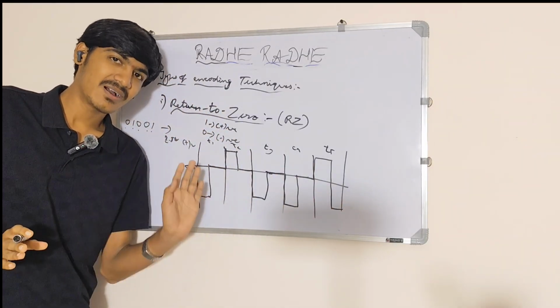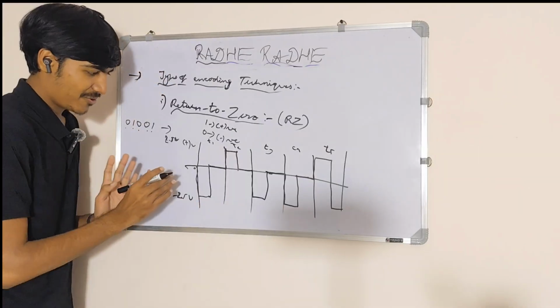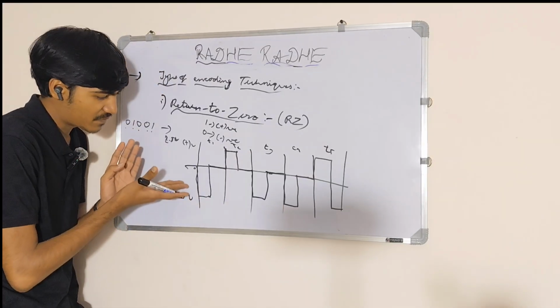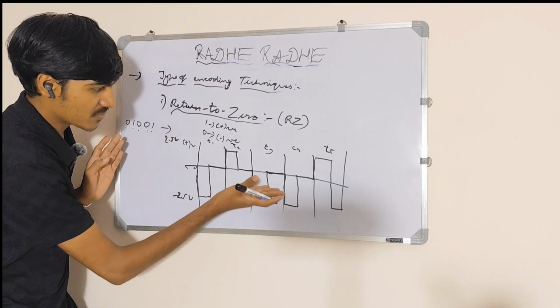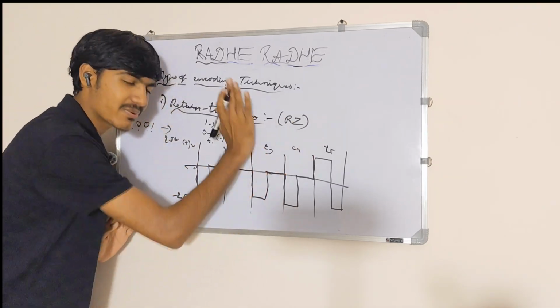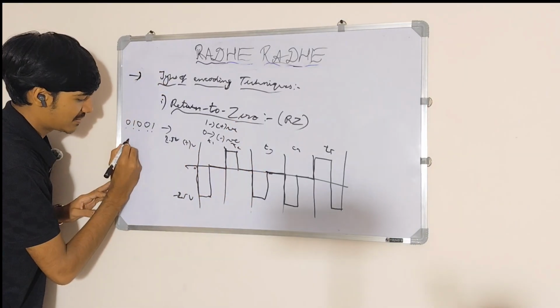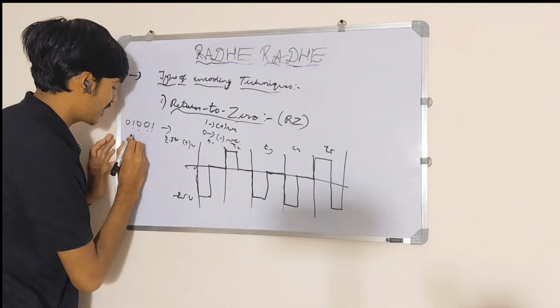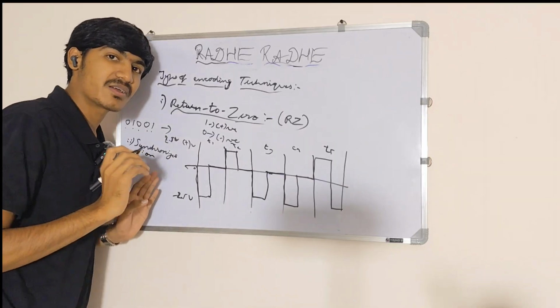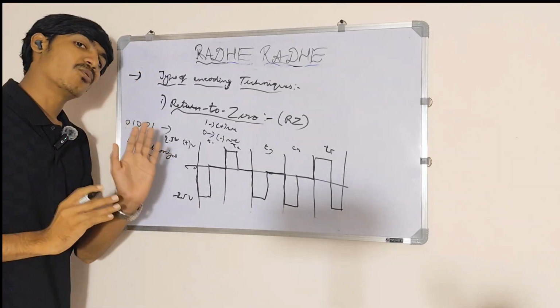Understood about this? So from this we can say the baseline wandering problem is solved, because if you see, even if there are two consecutive ones, the signal is not getting stuck at one place. It is going back. But the second most important issue arises: synchronization between sender and receiver. Now what is synchronization?